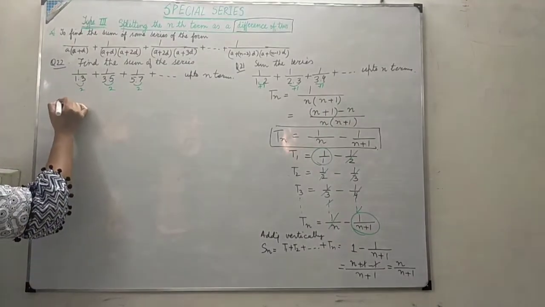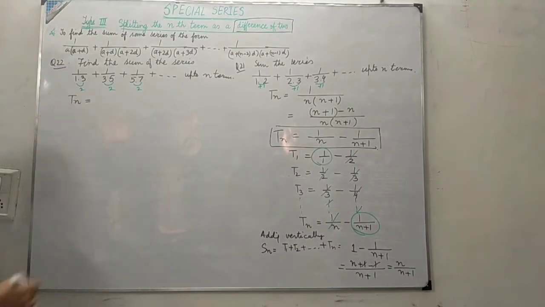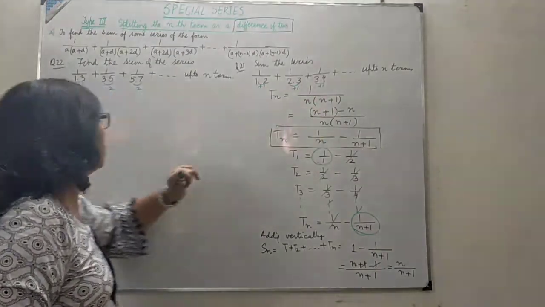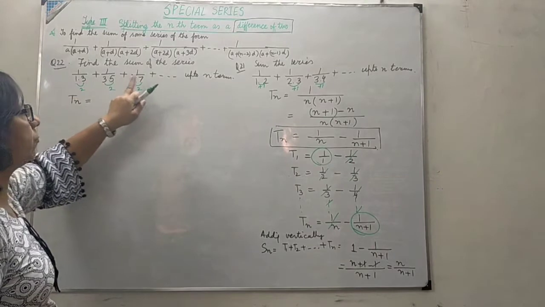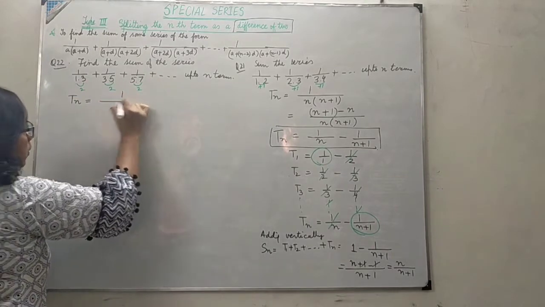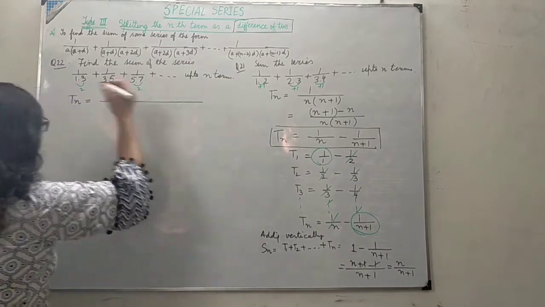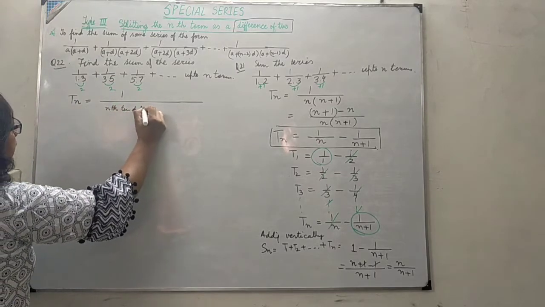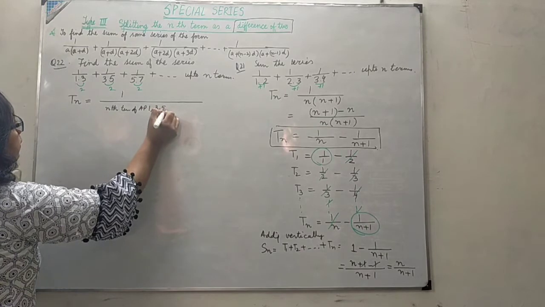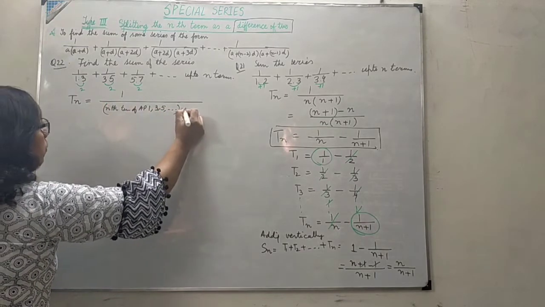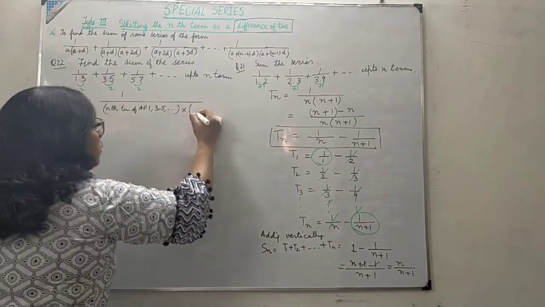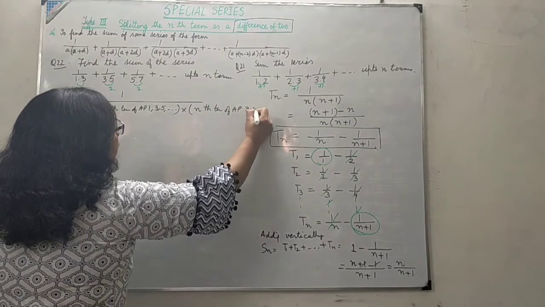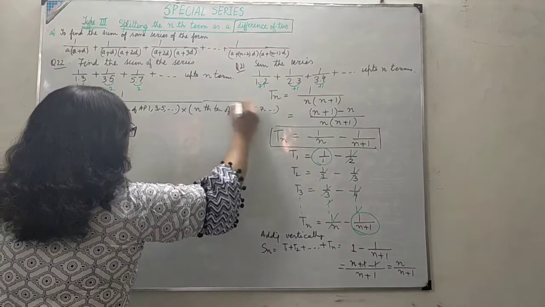So now let me write Tn. For writing Tn, as we have done in the previous case, n into n plus 1, here it is 1, 3, 5. So if I don't do it verbally, then I can write the nth term of the AP 1, 3, 5, 7, and the nth term of the AP 3, 5, 7 and so on.